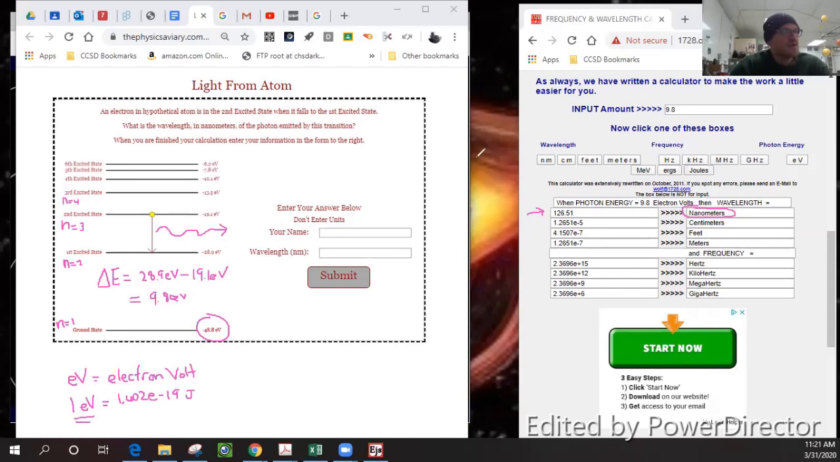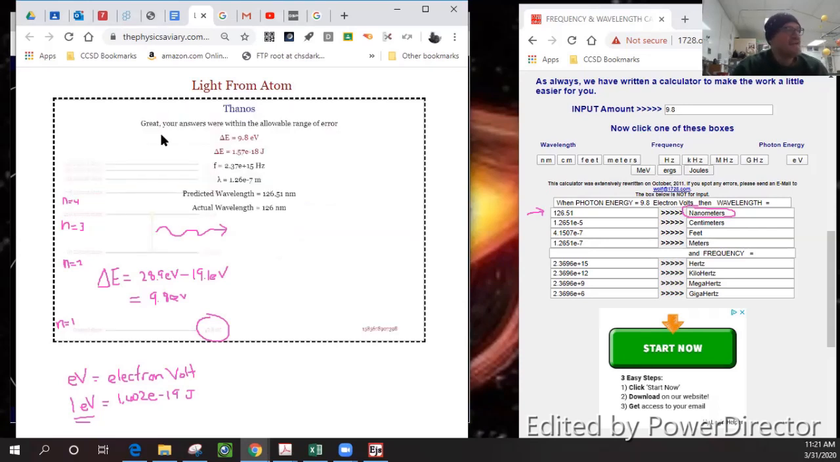So I go over here and write down my name, Thanos. And the wavelength is 126.51. Let's hit submit, and it says great, your answers are within the allowable range of error.